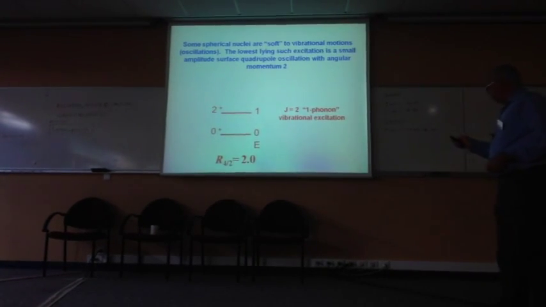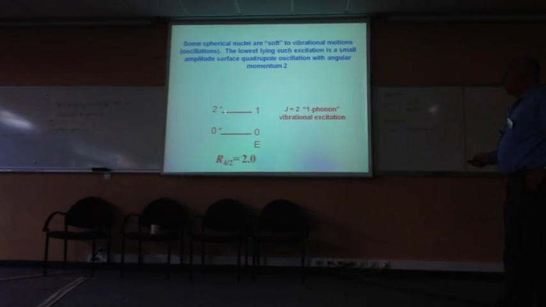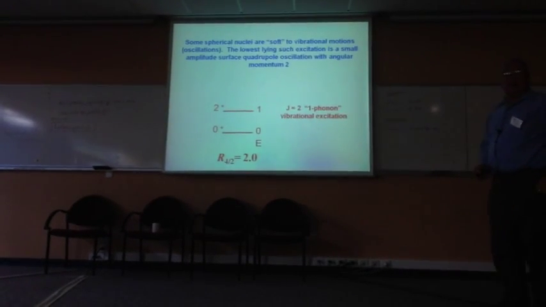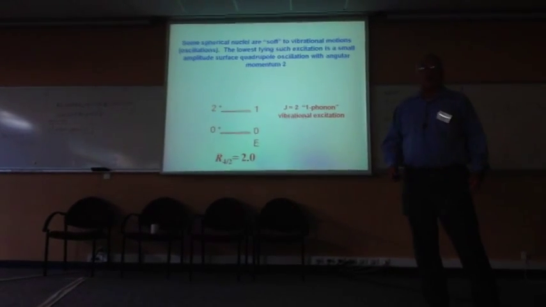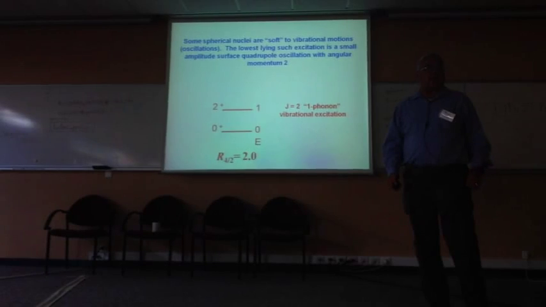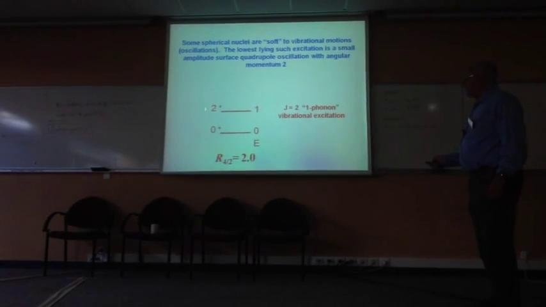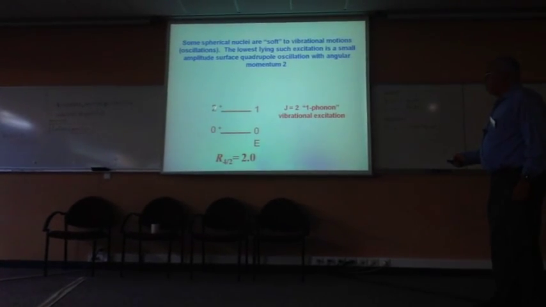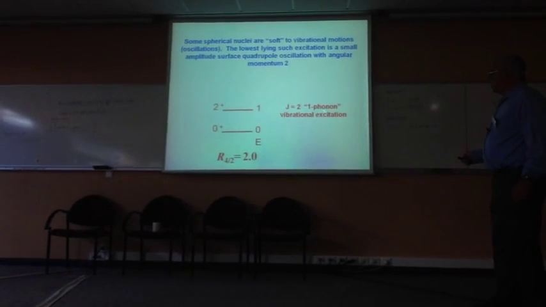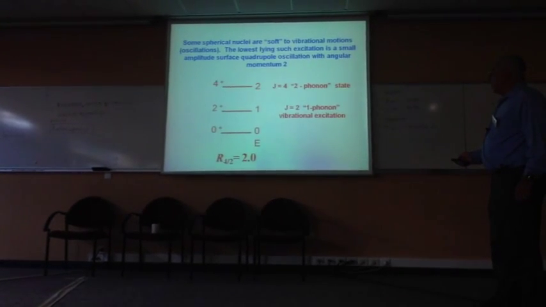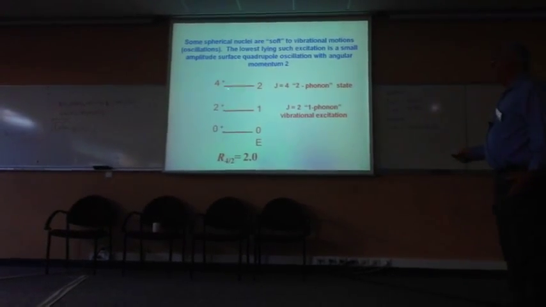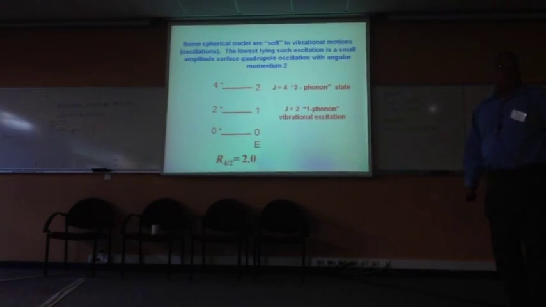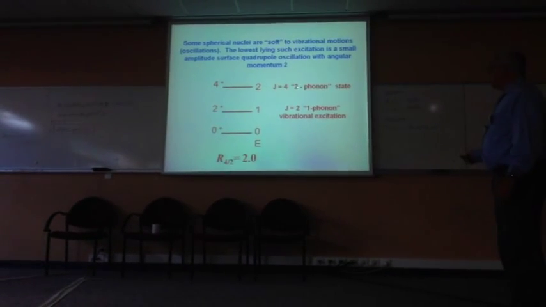That has 2 units of angular momentum, and so the first excited state will be a 2+ state. Now, there's no reason why you can't have 2 of these excitations superimposed on each other. If you superpose 2 of these quadrupole spin 2 excitations, which can be called phonons, you get a 4+ state, and since you're just superposing 2 of the same thing, the energy of the 4+ state is twice the energy of the 2+ state. And that's a 2-phonon state.